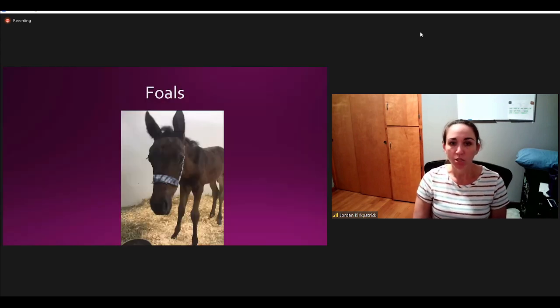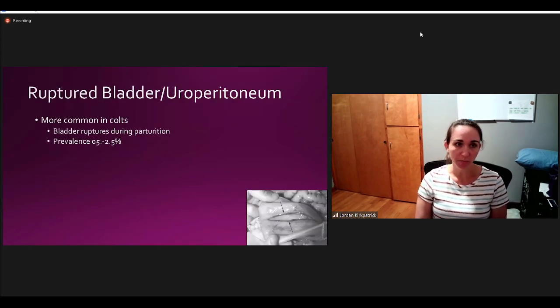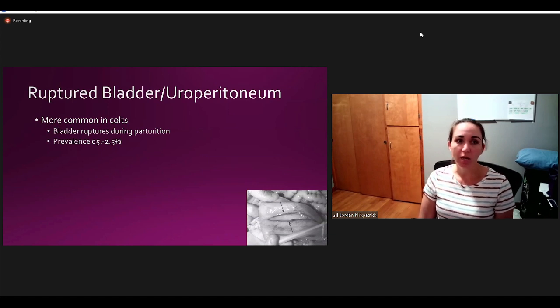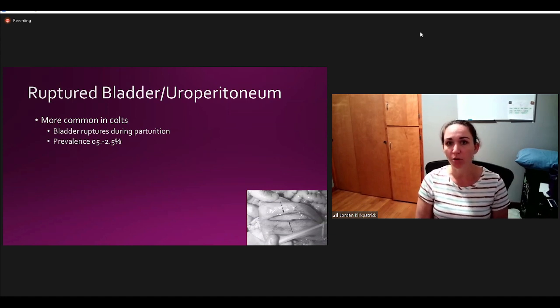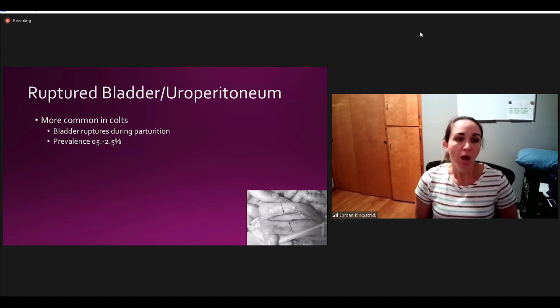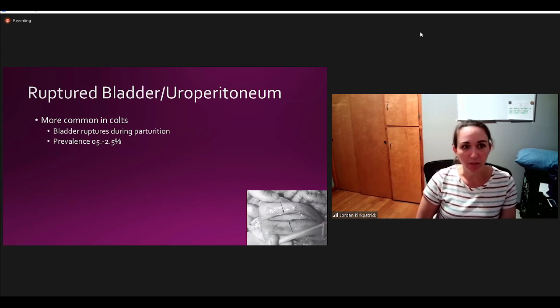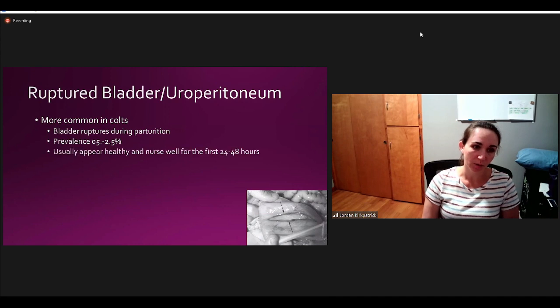So start off talking about foals. One of the things that they can get is a ruptured bladder or a uroperitoneum, or uroabdomen. It's more common in colts. They have a longer, narrower urethra, and the bladder rupture usually occurs during parturition. There's a prevalence of 0.5 to 2.5%.